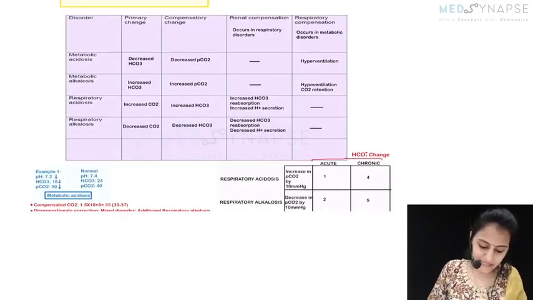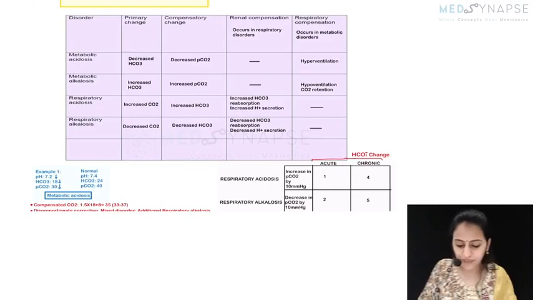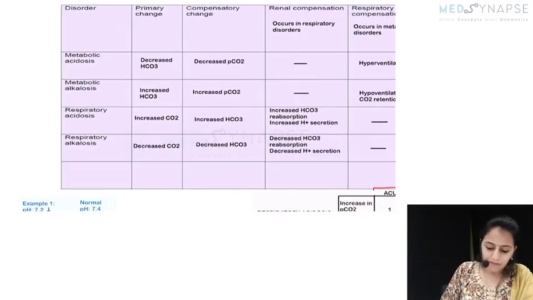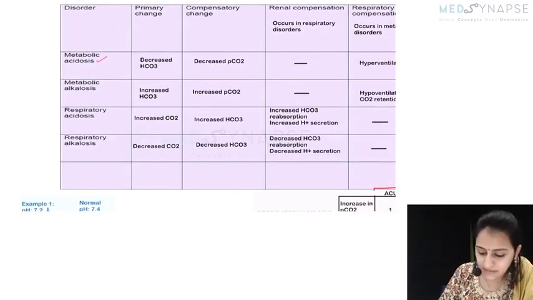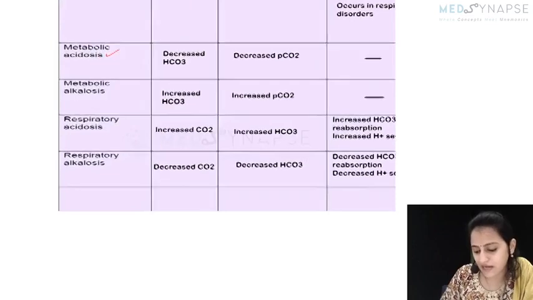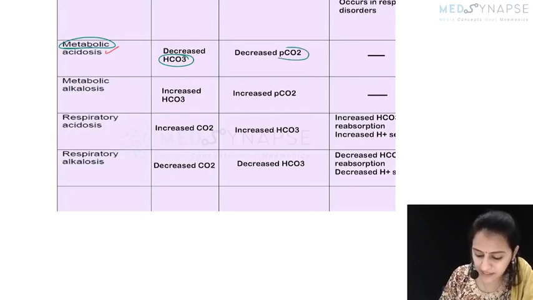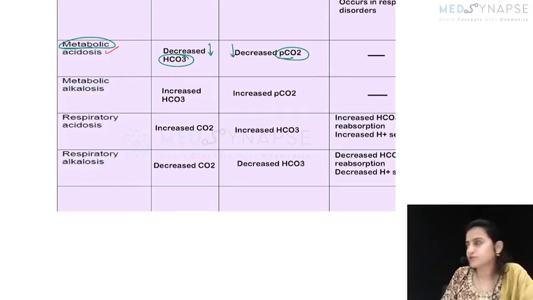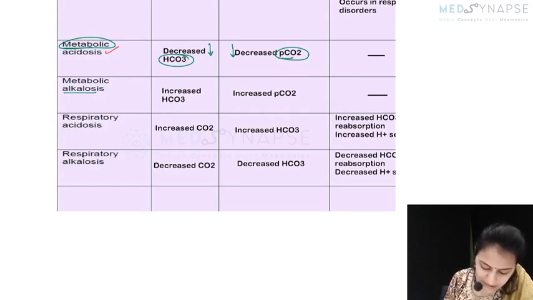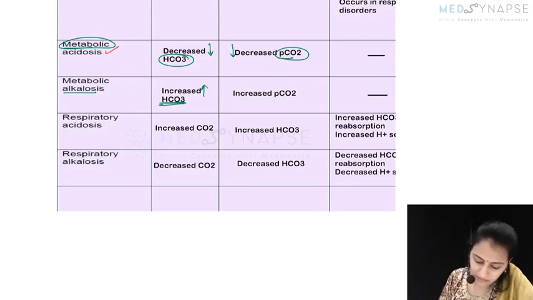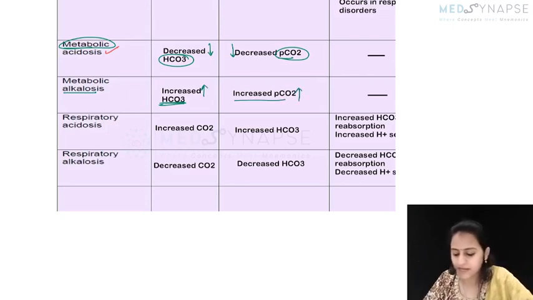So looking at the table here, now you know the entire table. In metabolic acidosis, will the primary change be bicarbonate or PCO2? Bicarbonate. What will be the compensatory change? PCO2. Bicarbonate decreasing, PCO2 decreasing. In metabolic alkalosis, the primary change will be bicarbonate, increased bicarbonate. The compensatory change will be increased PCO2.